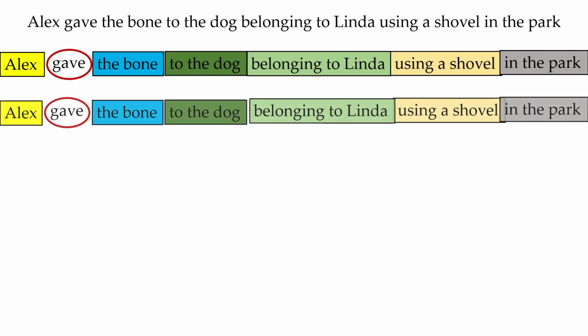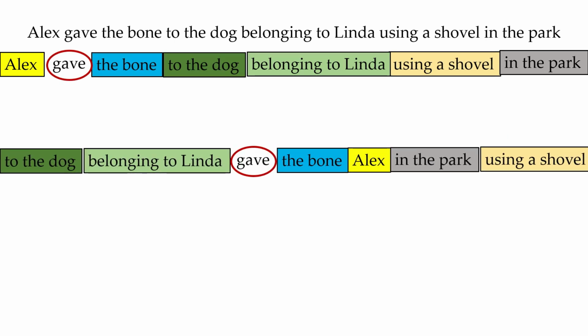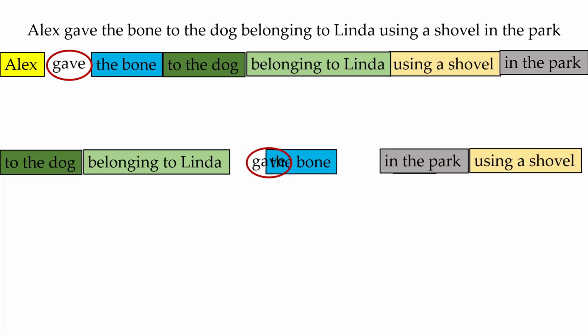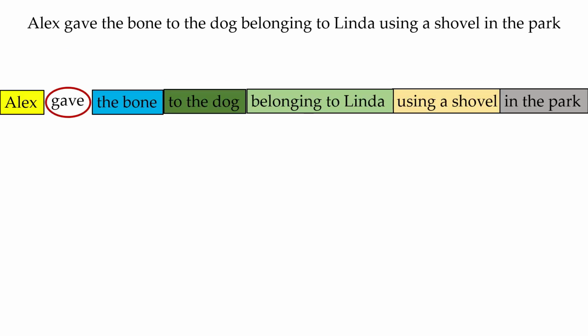So let's duplicate this. What about this? To the dog belonging to Linda, gave the bone Alex in a park using a shovel. It doesn't make sense in English. Or something like this: to the dog belonging to Linda, the bone gave in the park using a shovel Alex. Absolutely does not make sense. But in Russian, very interestingly, there's a little cheat in the system.